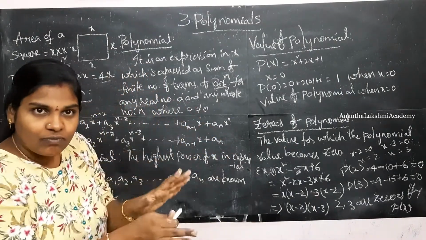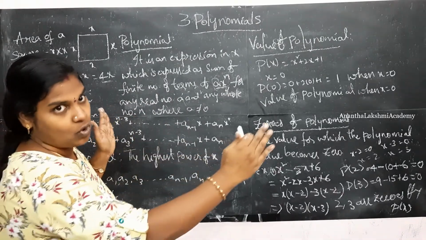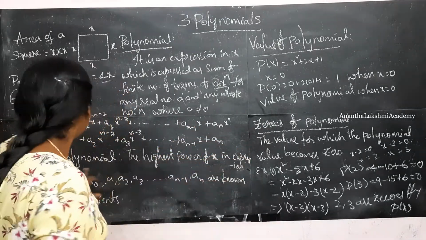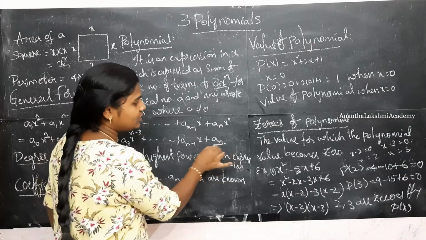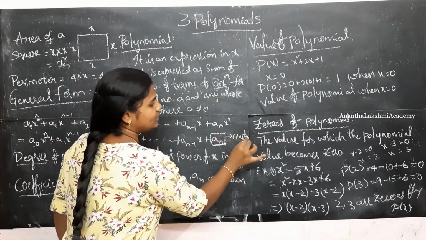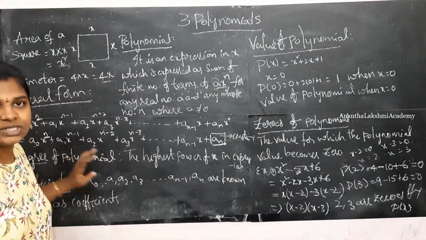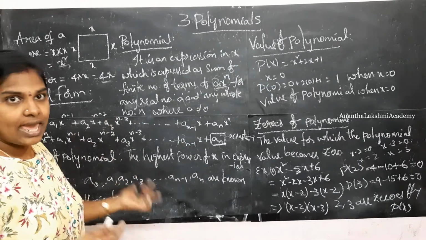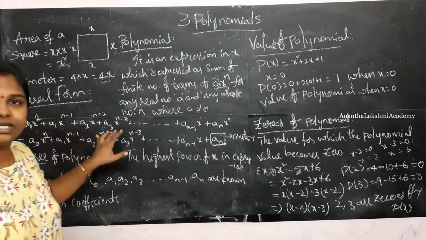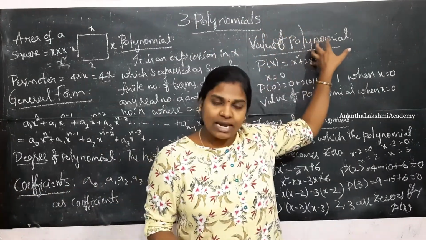While writing the general form, we understood that the power of x comes down as we move on and the coefficients are rising as we move on. And then the last term in the general form is a n, which is just a constant. Next, we understood the degree of the polynomial, which is the highest power of x. And then we understood the coefficients, which are a0, a1, a2, a3 and so on, given in the generalized form.